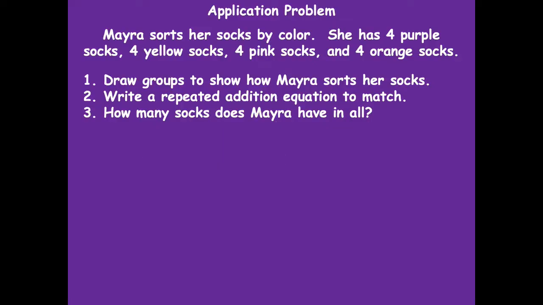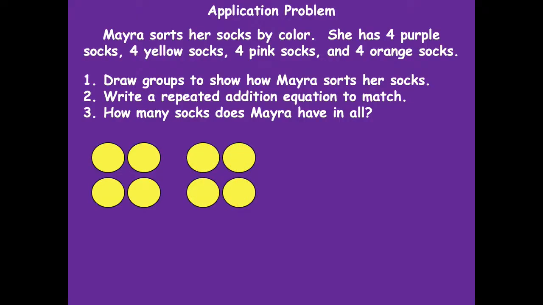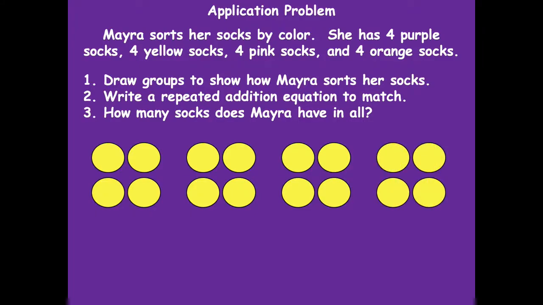All right, friends, pause if you need more time. Otherwise, here we go. All right, so I'm going to start with my equal groups. Now I'm going to kind of just talk about this. My colors are not going to match what I'm saying, but the numbers will. So my first group is 4 purple socks. Then my second group is 4 yellow socks. My third group is 4 pink socks. And my last group, fourth group, is 4 orange socks. Okay, I just happen to use my yellow counters, but just know that that's where those are coming from.